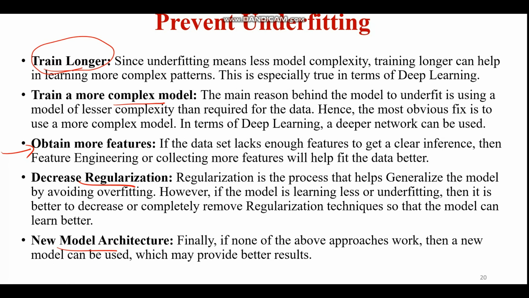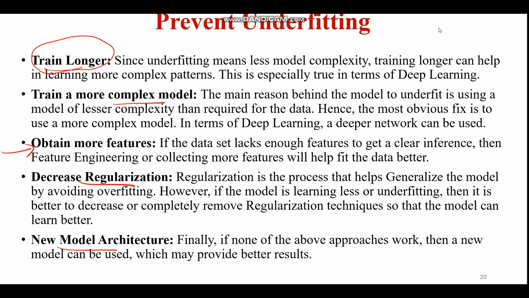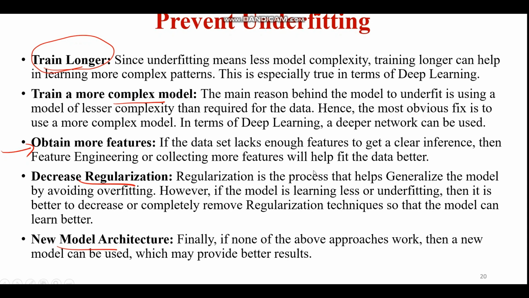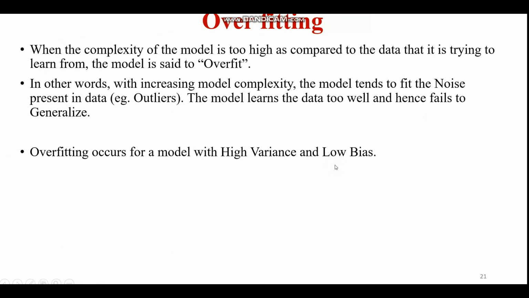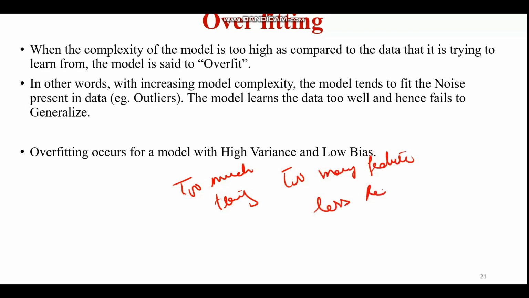So now we will continue with overfitting. Overfitting is the vice versa of underfitting, in which we have done too much training, used too many features and applied less regularization. So these are the problems that can cause overfitting. We saw that when the complexity of the model is too high and we have done a lot of training, then the problem of overfitting may occur.